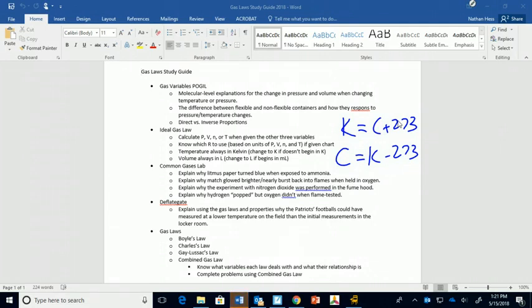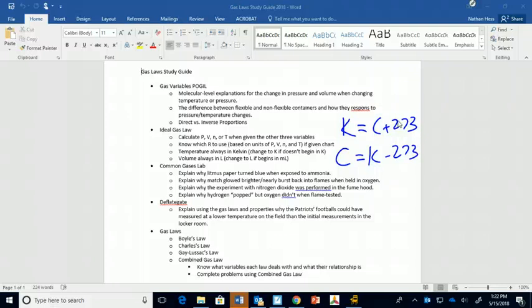Of course, how do I change from milliliters to liters? If you don't know this by now, I'm a little nervous. It's 1,000, right? 1,000 milliliters in 1 liter. Our common gases lab, these are just some of the questions that we learned about these gases.